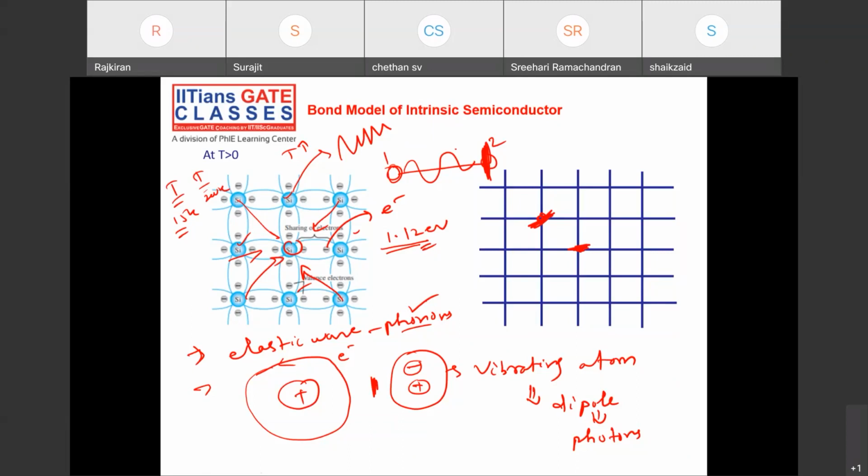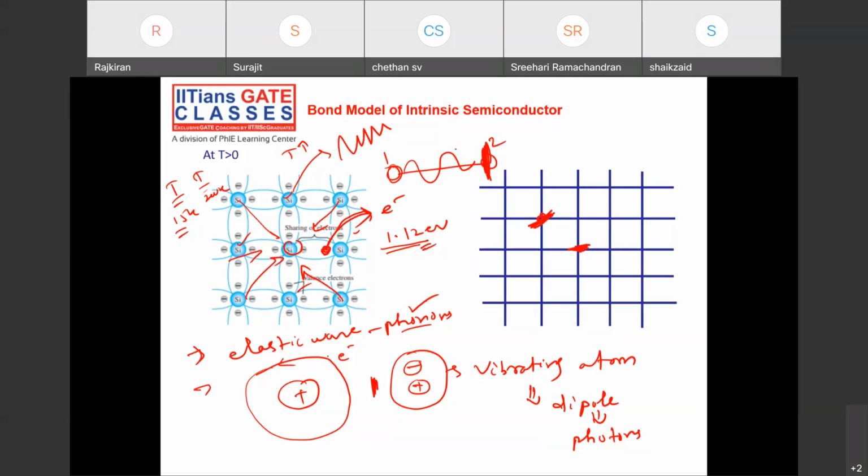Clear, sir. So now you understand at t greater than 0, I have electrons in the semiconductor. So whenever the electron leaves this space, the bond will be empty, right? Earlier the bond is between electron to electron. Whenever the electron leaves, I have a vacancy, right or not?